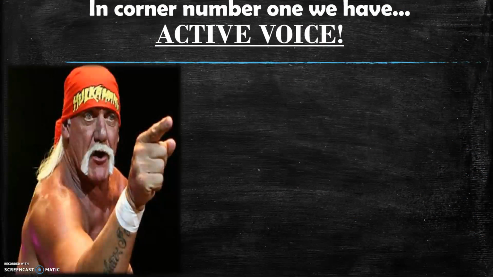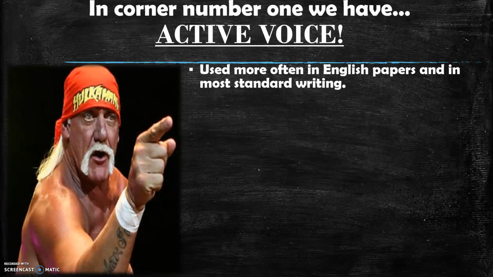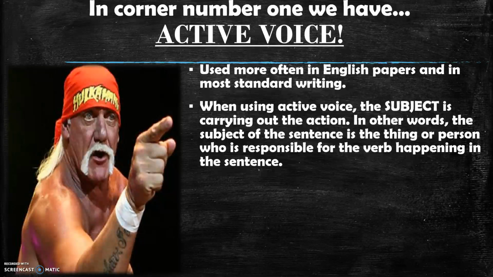Alright, so in quarter number 1 we have active voice. So active voice is used more often in English papers and in most standard writing. Active voice is the more popular of the two. As you can see, Hulk Hogan is a rather popular dude. So when you're using active voice, the subject is what is carrying out the action. So the subject of the sentence is the thing or person that is responsible for the verb happening in that sentence.